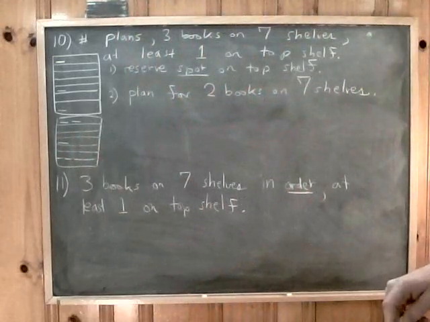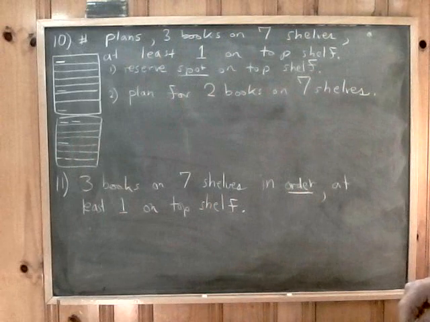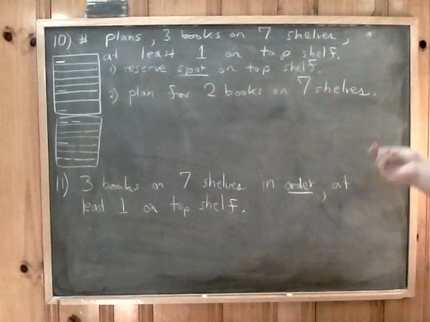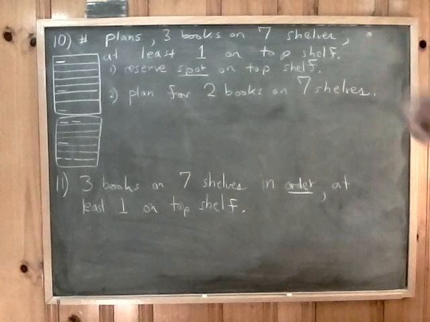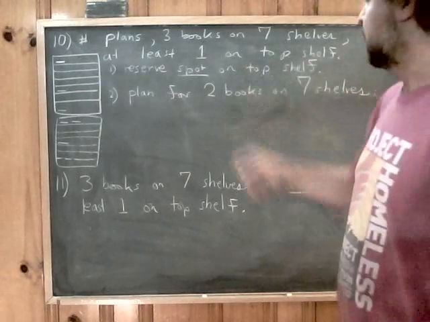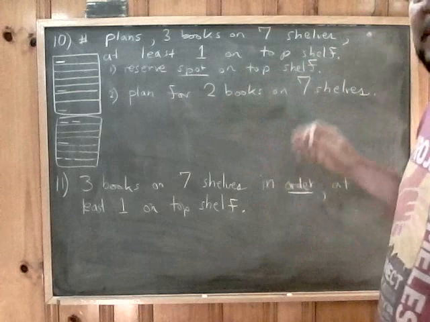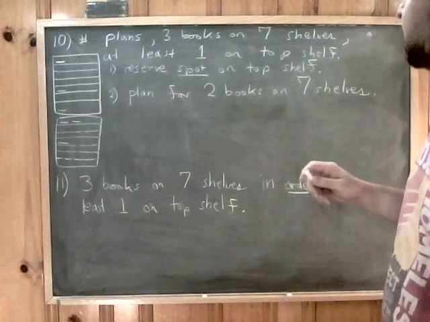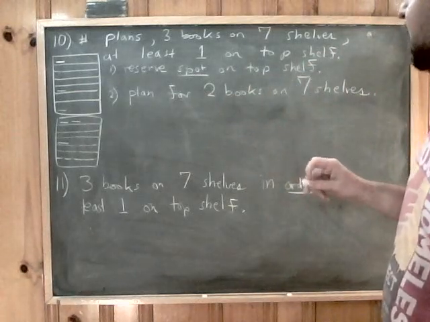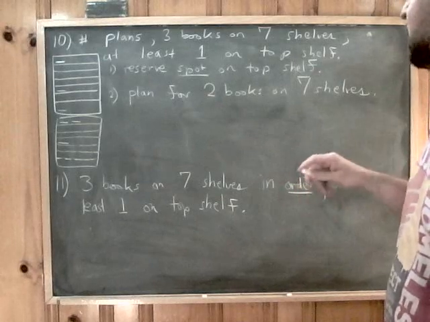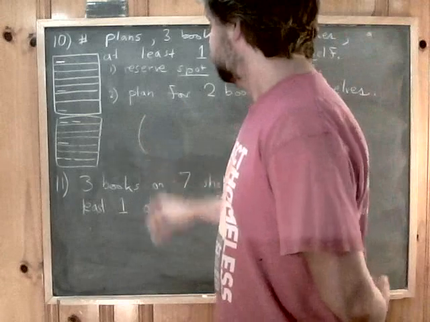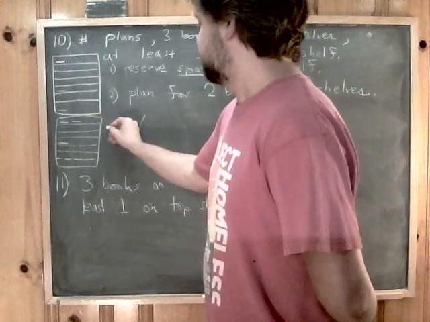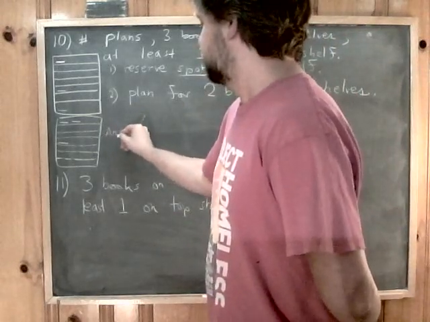But this is a very sparse bookcase. We only have 3 books. So, to figure out how many ways to do that, at first we just reserve that spot on the top shelf, then we plan for 2 books on 7 shelves. So we're back to one of the previous problems where we just need to figure out how many ways to put 2 books on 7 shelves. And so this is the answer to the total problem of number 10.